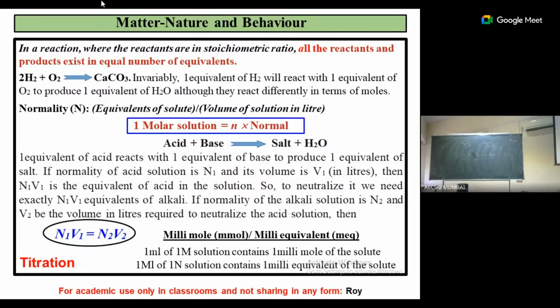Sir, can I explain once more what is n factor? N factor is an arbitrary factor which is defined as acidity of a base, basicity of an acid, valency, or cationic charge into number of cations, or anionic charge into number of anions. Got it?